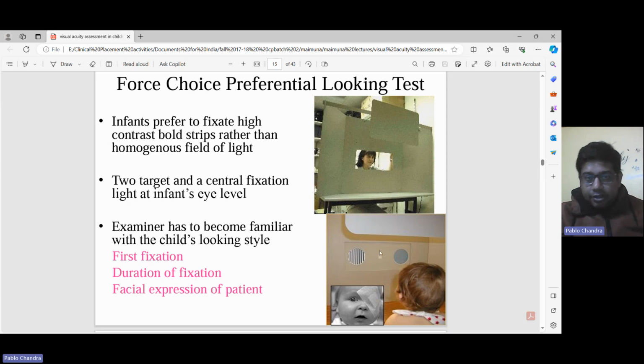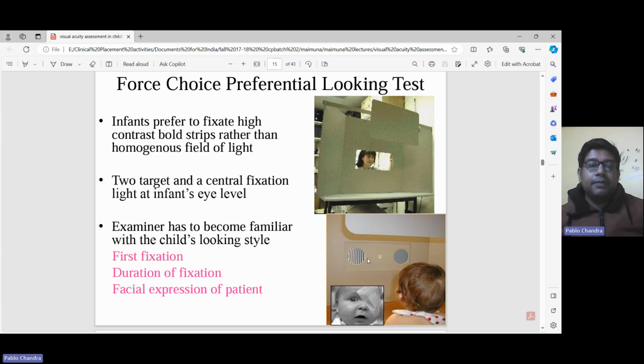If the child is continuously changing, that means your patient's visual acuity is normal, and slowly you change the contrast of these two charts. If it is done, then we call it the forced choice preferential looking test. Infants prefer to fixate high contrast bold stripes rather than a homogeneous field. Two targets and a central fixation light at the infant's eye level.